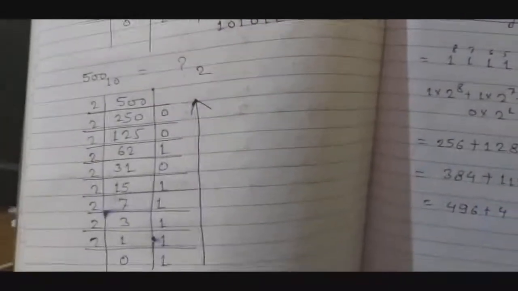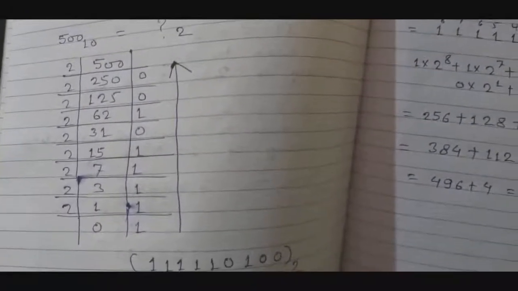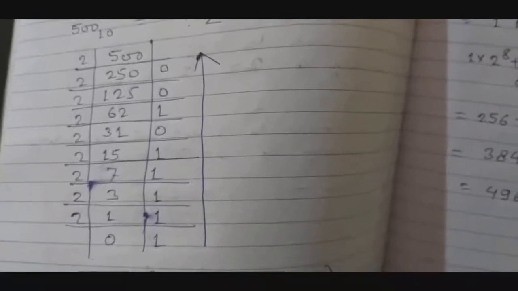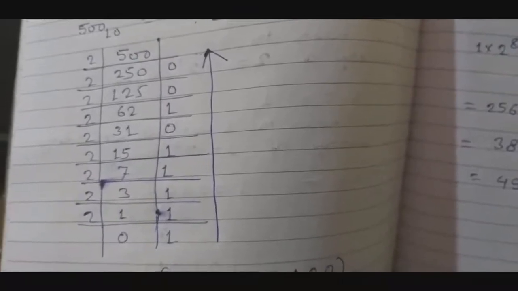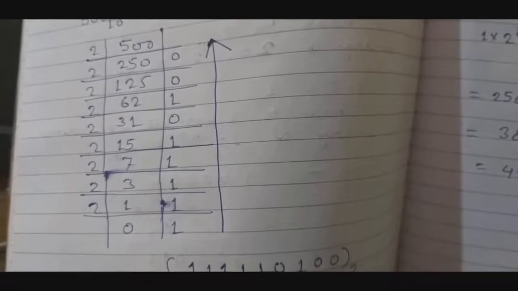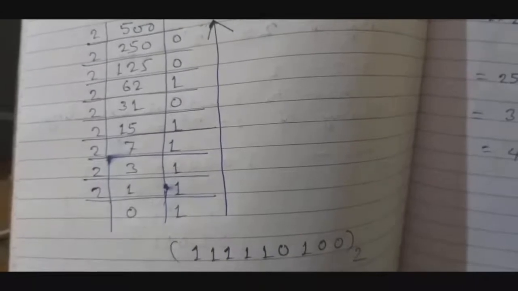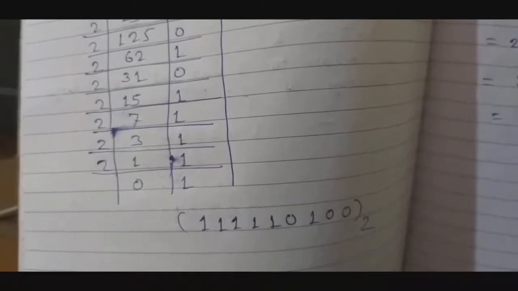Now in the second example, you can see that I have taken the number 500. I want to convert 500, a decimal number, into a binary number. The procedure is the same. Here I have divided 500 by 2, and I am just extracting the remainders. So 500 divided by 2 is 250, remainder is 0. Then 250 divided by 2, the quotient is 125, remainder is 0. Then 125 divided by 2, the quotient is 62, remainder is 1. Similarly 62 gives 31 with 0, 31 gives 15 with 1, 15 gives 7 with 1, 7 gives 3 with 1, 3 gives 1 with 1, and 1 gives 0 with 1.